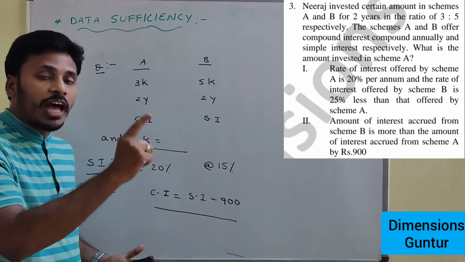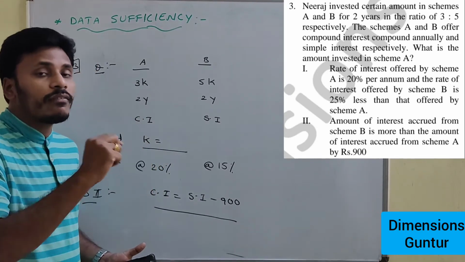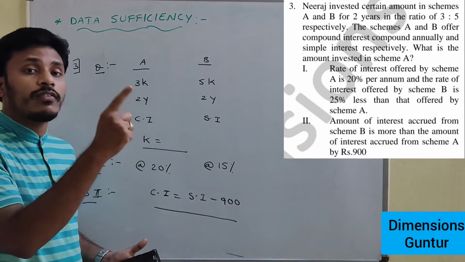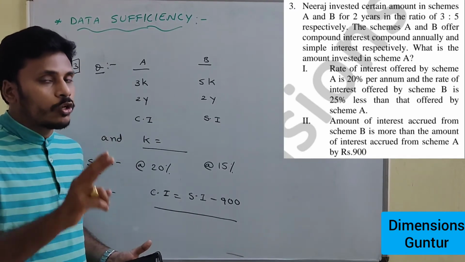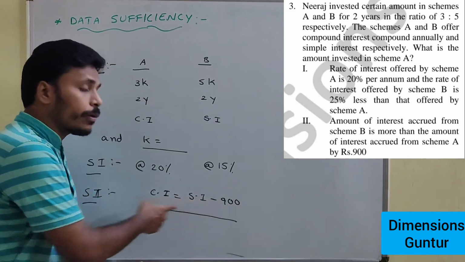To find one unknown value k, we need one equation. To find two unknown values, we need two equations. First question, second question are related to the two unknown values. We are searching for two statements. Here this question is related to the one unknown value. Just we need to search for the one statement, one equation, and that one equation is available at this statement 2.